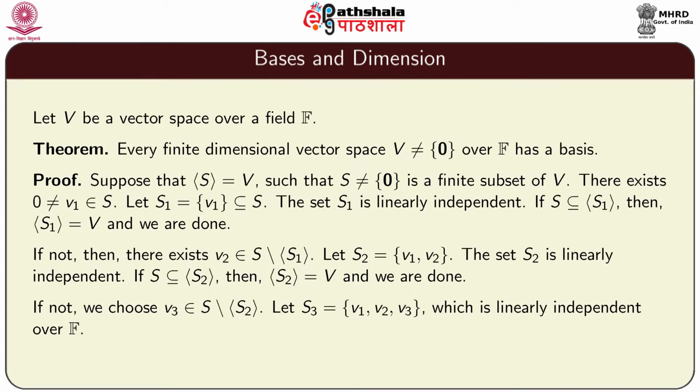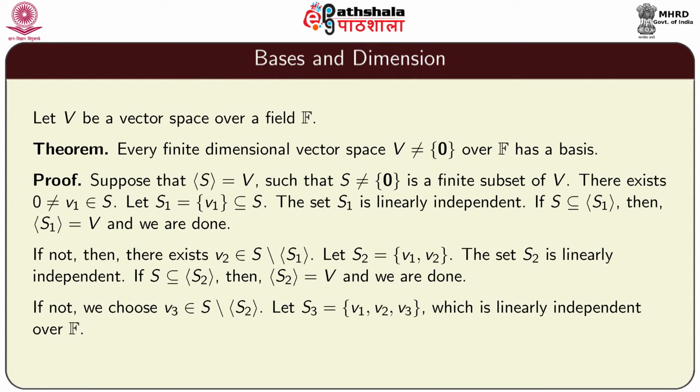One is that every non-trivial vector space has a basis, and we will be able to show that if a vector space is finite dimensional, then any two bases have the same number of elements. This number is what is called the dimension of a vector space. Let V be a vector space over a field F.